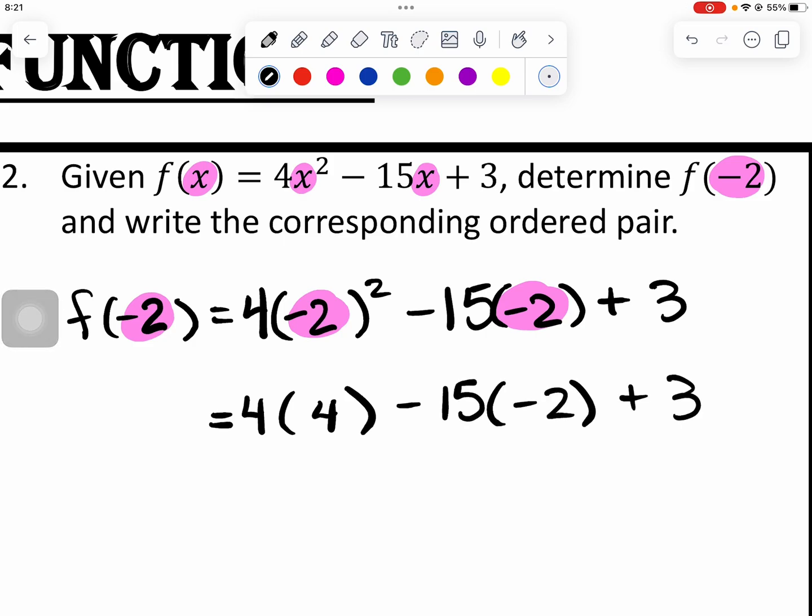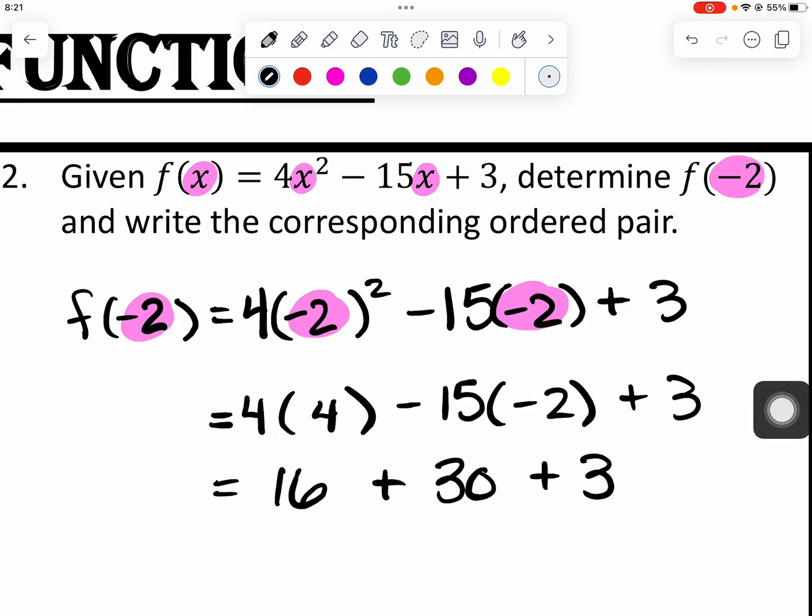Plus 3. Now we will multiply. I have multiplication here and here. 4 times 4 is 16, and negative 15 times negative 2 is positive 30. Don't forget the plus 3.